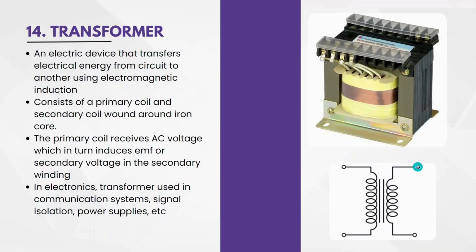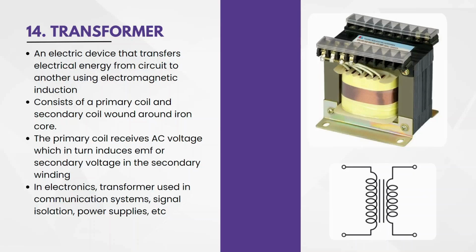So this secondary side will also be connected to some other circuit. But there is no connection between the primary side and secondary side. And this is where the electromagnetic induction comes into action. So when this side is supplied with voltage, this primary coil will receive that voltage and it will induce an EMF in this secondary side. And that EMF is in turn passed on through the other components in this circuit.